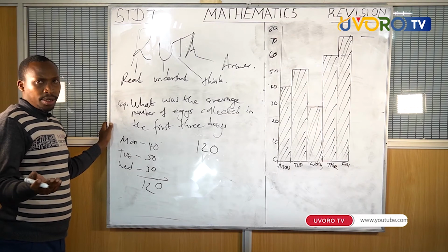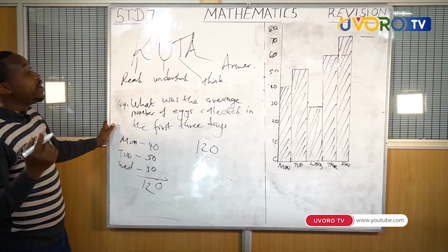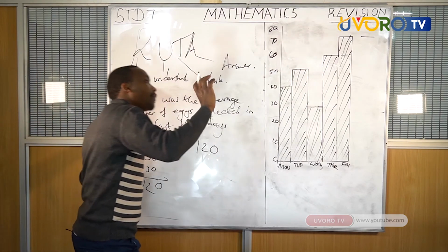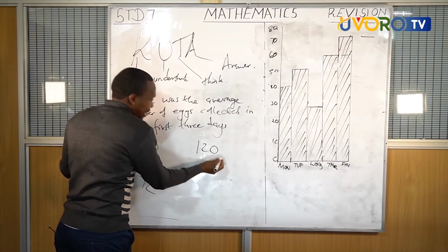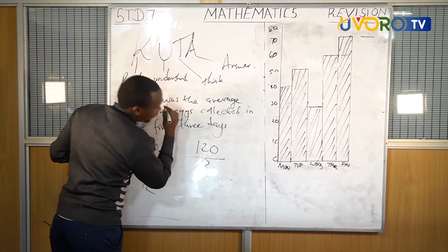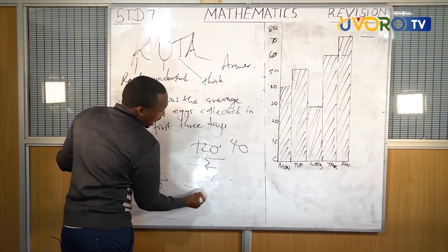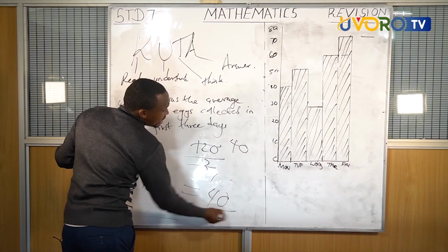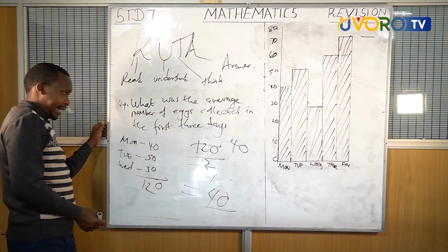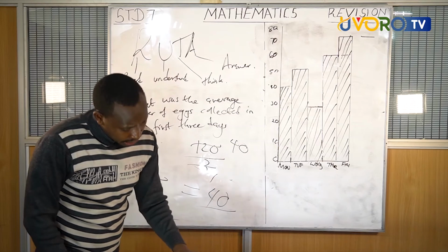Okay, now, for the average, you divide by the total number of days that you have added. Divide by 1, 2, 3. That is how we find the average. 120 divided by 3 is 40. So the average of the 3 days is 40 eggs.